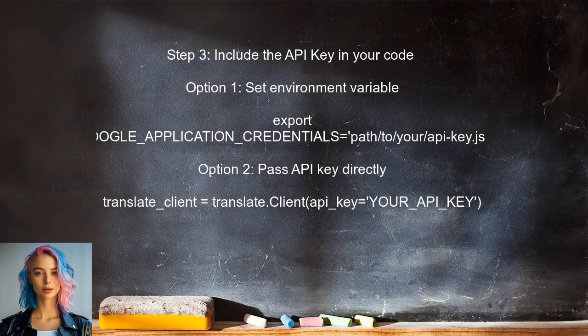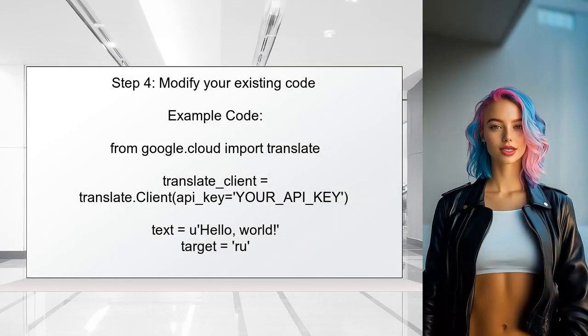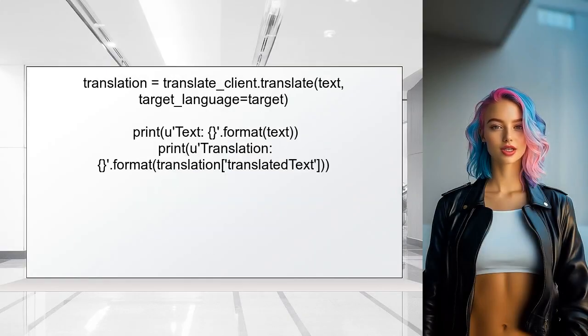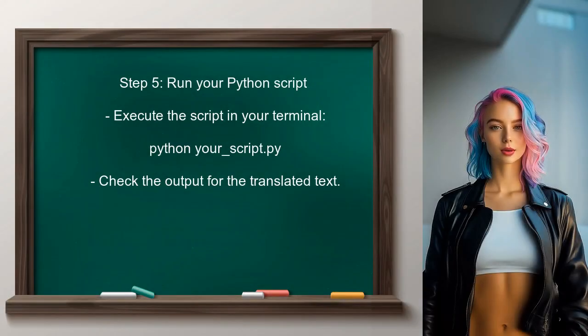Now the user needs to include the API key in their Python code. This can be done by setting the environment variable for the API key or by passing it directly in the code. After setting up the API key, the user can now modify their existing code to ensure it works correctly with the API key included. Finally, the user should run their Python script to test the translation functionality. If everything is set up correctly, they should see the translated text output.